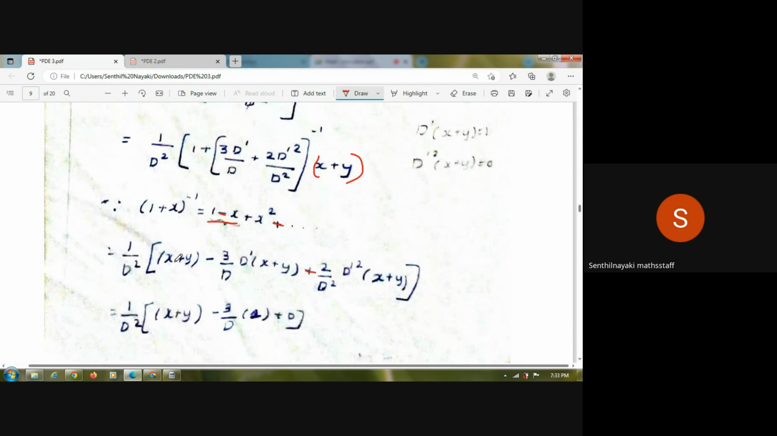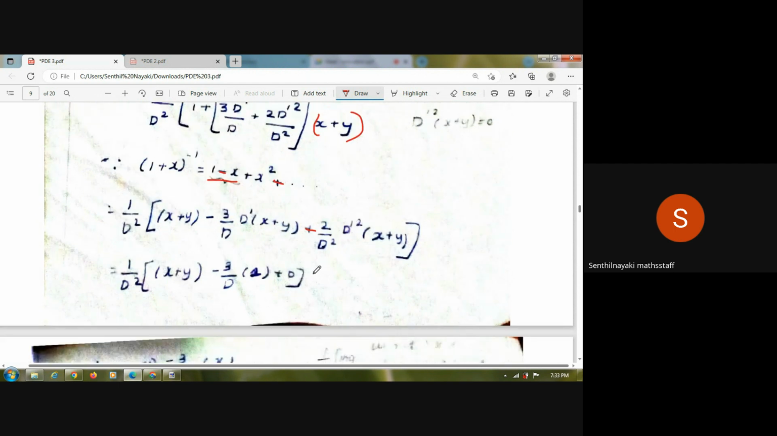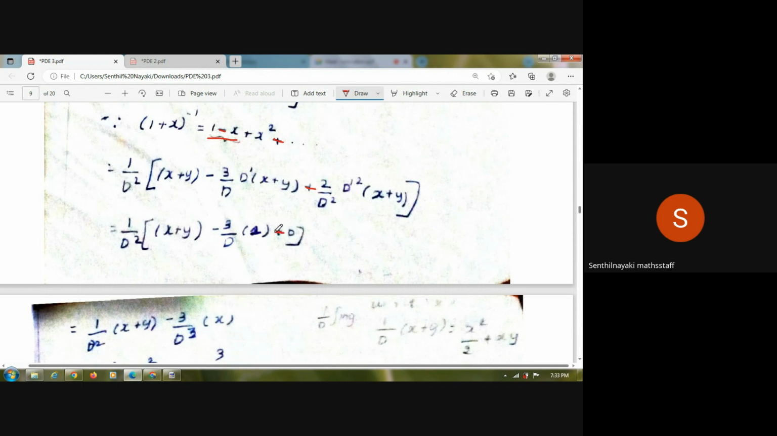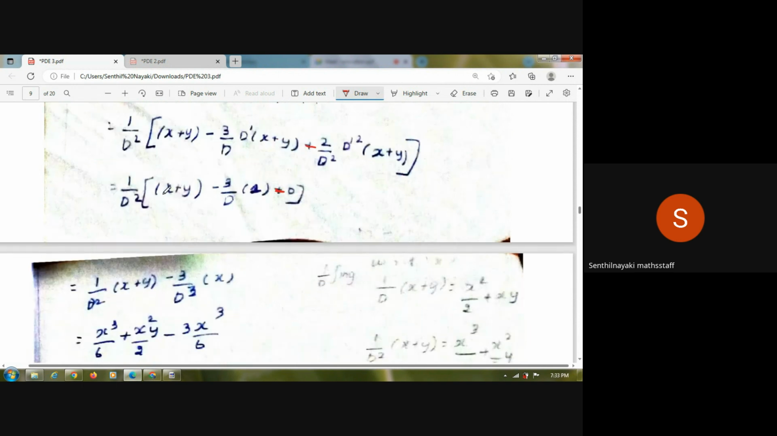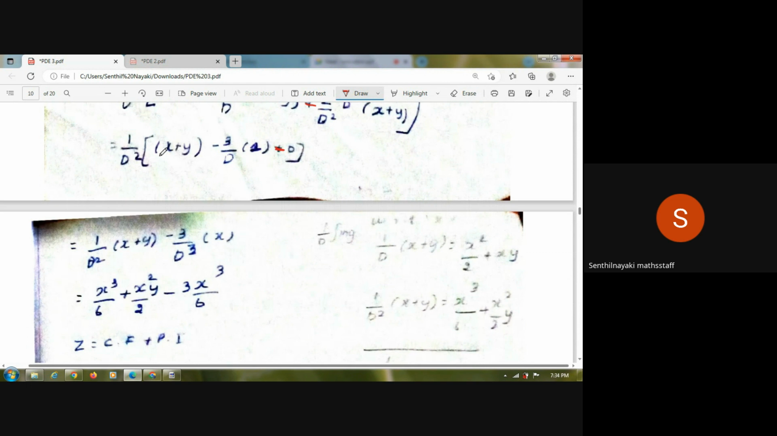So 1 into x plus y means x plus y, minus 3 by D, D' of this term becomes 1. So 3 by D into 1. D'^2 of this term becomes 0. So the third term becomes 0. So here minus sign. Okay. Then 1 by D^2 into x plus y minus 3 by D into 1. So multiply 1 by D^2 within this bracket, then we get 1 by D^2 of x plus y minus 3 by D^3 of x.